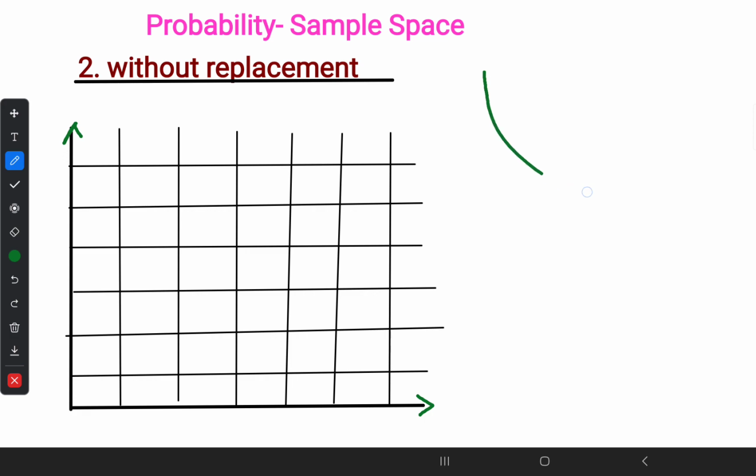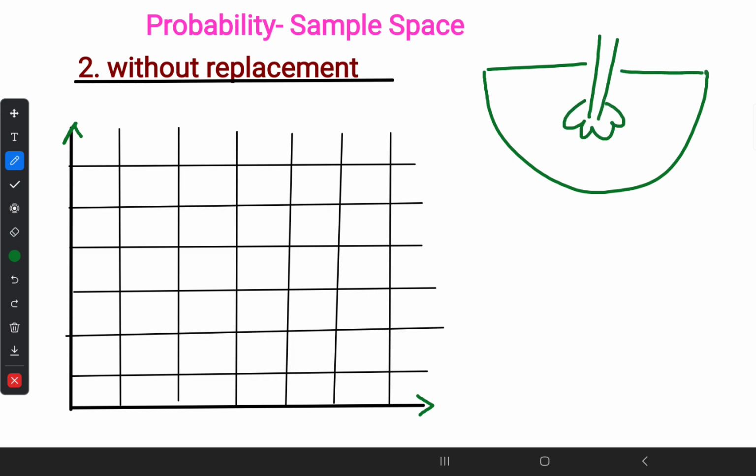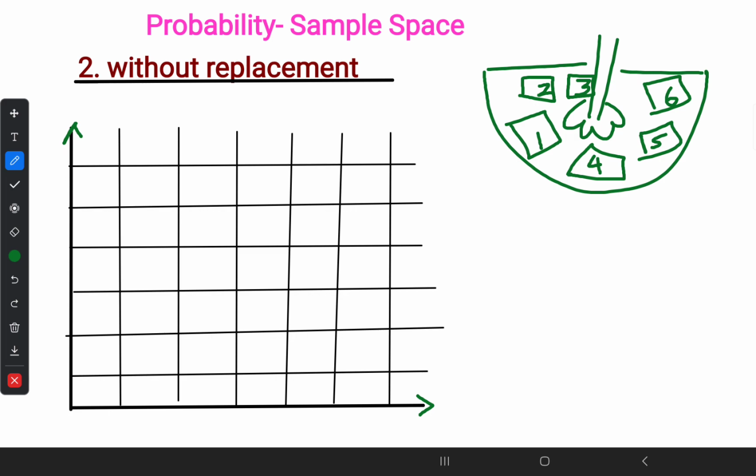Inside a basket, a closed basket with only one hole to enter your hand, we have some cards that are equal in size. We have 6 cards. In each card, the numbers were noted from 1, 2, 3, 4, 5, and 6. All are equal in size, so there is no partiality between the cards.